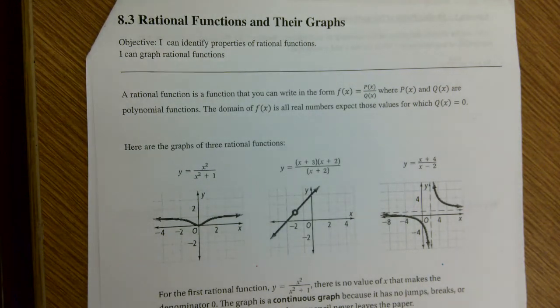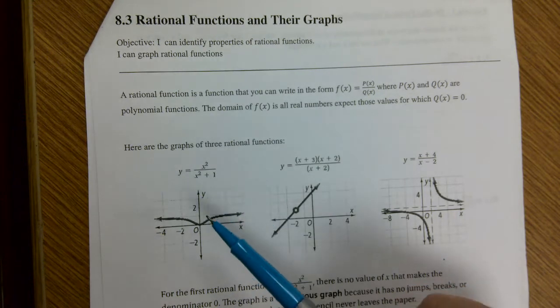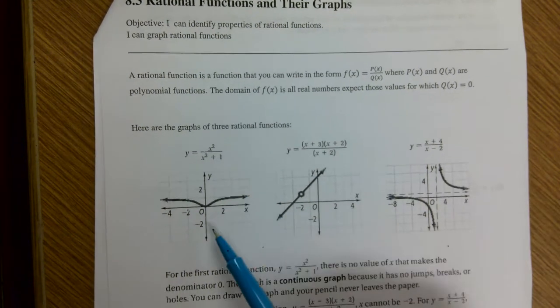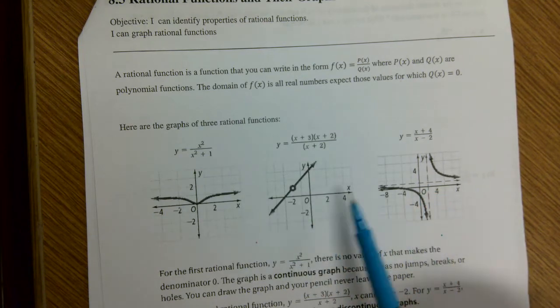8.3 rational functions and their graphs. So this is just basically like 8.2, except a little bit more tricky. When we have something like this, these are different ways that the graphs could look. We're going to be focusing on these two.